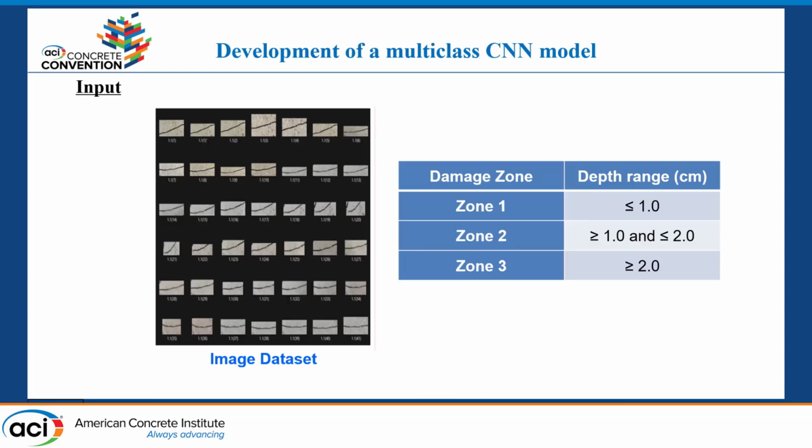So the image dataset was classified into 3 zones. Zone 1 with a depth range less than 1 centimeter. Zone 2 with a depth range 1 centimeter to 2 centimeters. And Zone 3 with a depth more than 2 centimeters.